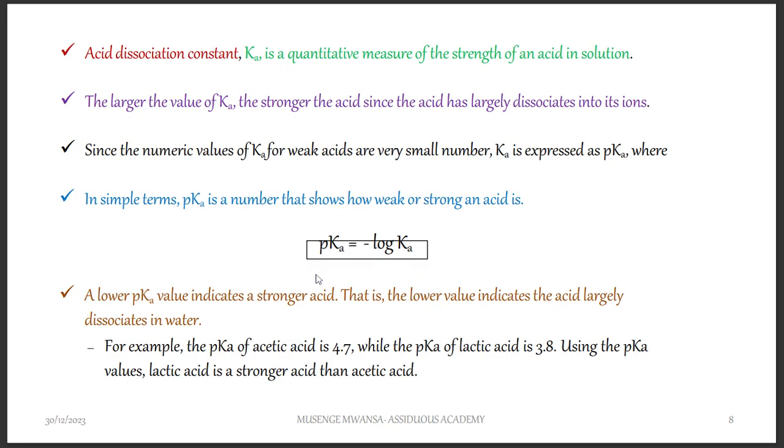But because pKa is the negative log of Ka, if Ka is very high, pKa is going to be very low. And we said that when Ka is very high, that means you have a strong acid. So for a strong acid, pKa should be very small. If they give you two acids, one with a pKa of 4.7 and one with a pKa of 3.8, the one with a pKa of 3.8 is actually stronger than the one with a pKa of 4.7.